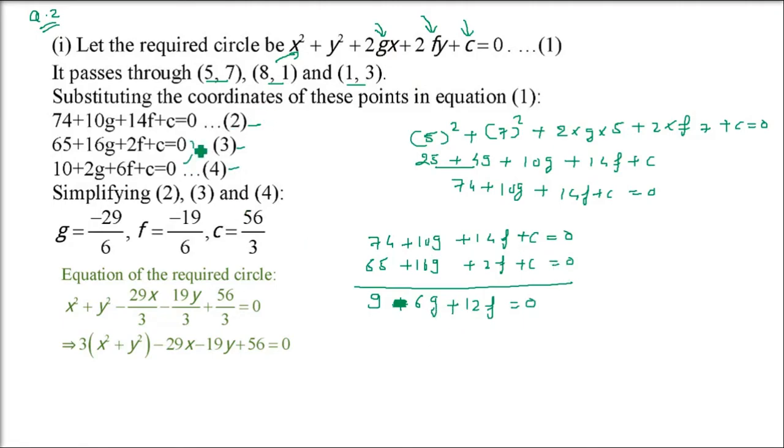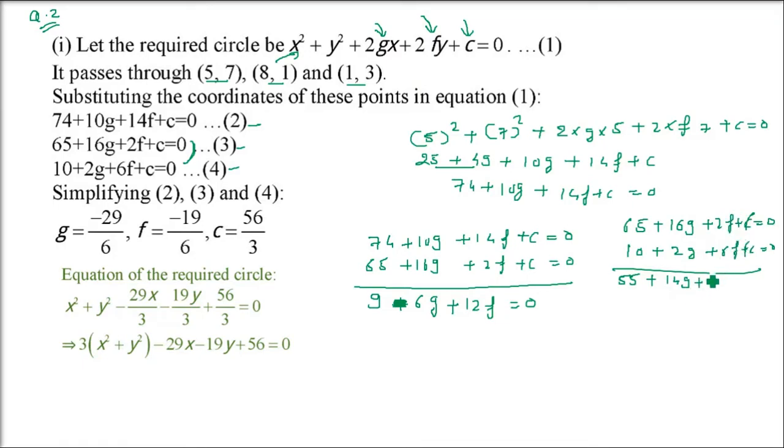Coming to take 3 and 4. I'm saying 65 plus 16g plus 2f plus c equals 0, and then you have 10 plus 2g plus 6f plus c equals 0. Subtract these two. C gets cancelled. 65 minus 10 is 55. That will be 55. And you have 16g minus 2g, that is 14g.